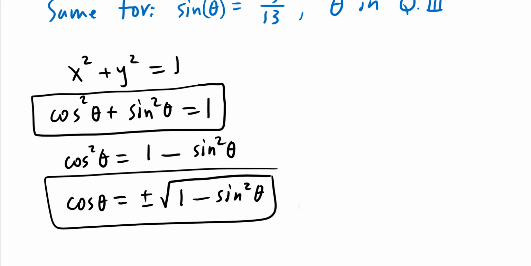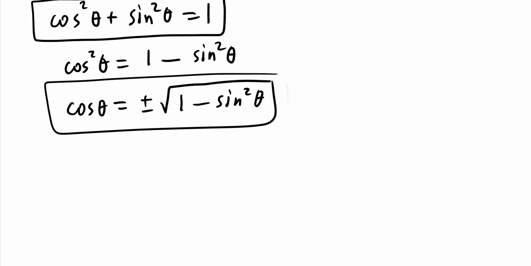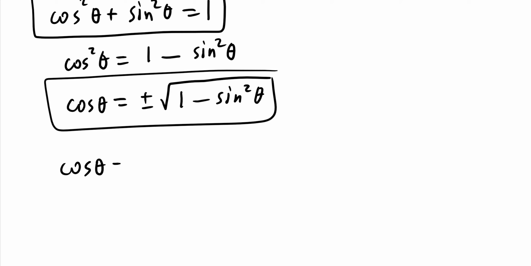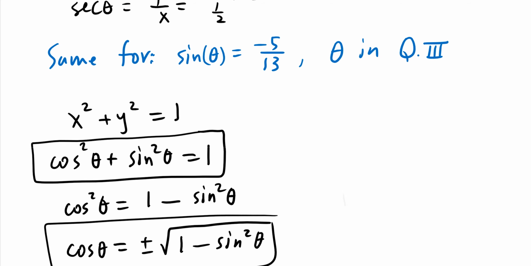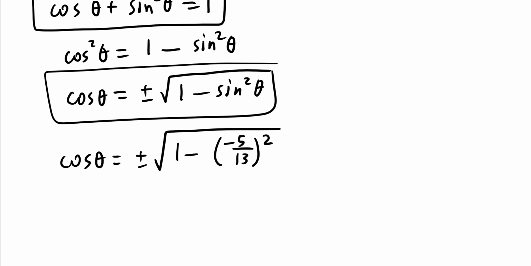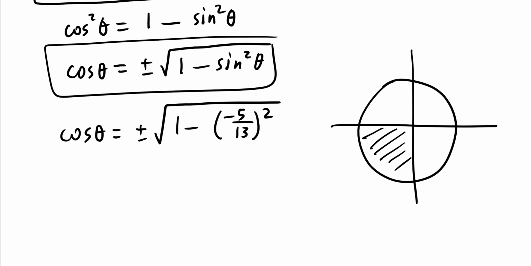So if I want to apply it to this given problem, they give me sine theta is negative 5 over 13. So I'm going to go cosine theta equals plus or minus the square root of 1 minus negative 5 over 13 squared. Note something, I'm working in quadrant 3. So theta is located in quadrant 3. I always like to sketch the quadrant so I don't forget it. Note in that quadrant cosine is negative, so I'm going to choose only the negative sign.